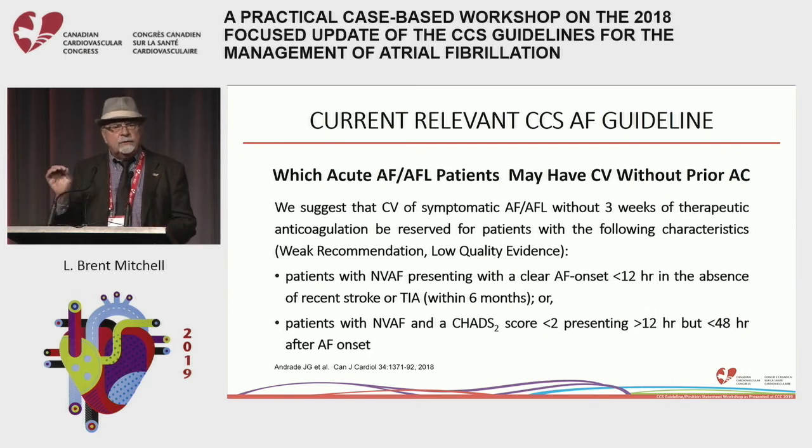So that seems a little complicated, but what it's trying to do is say that cardioversion of the patient who presents with acute atrial fibrillation, that is that which has been in place for less than 48 hours, is not necessarily safe. And we should only be cardioverting the ones who are at lower risk.